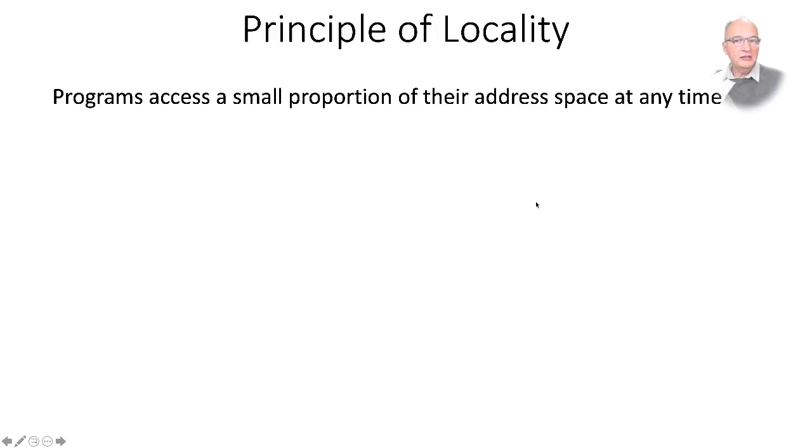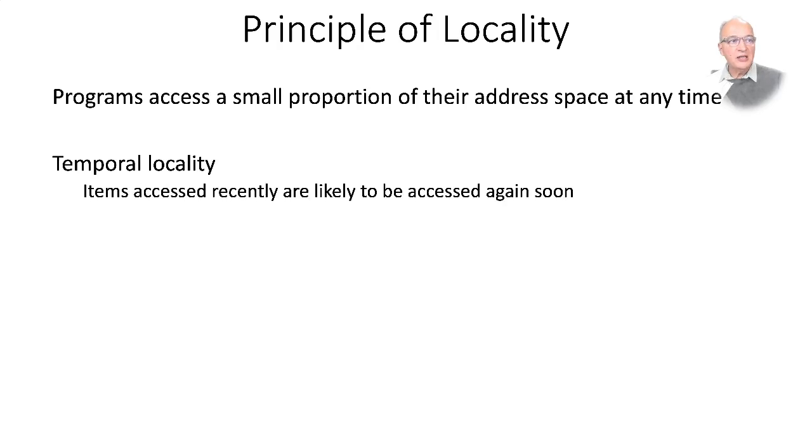The principle of locality is based on the fact that programs access a small portion of their address space at any time. So there are two aspects to locality. There is temporal locality. Temporal locality says that items that I have accessed recently are likely to be accessed again soon. So there is locality in time. If I access something now, I am likely to access the very same thing again in the near future. So this we call temporal locality.